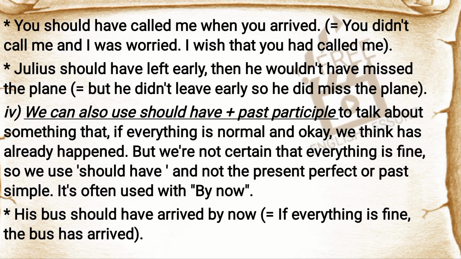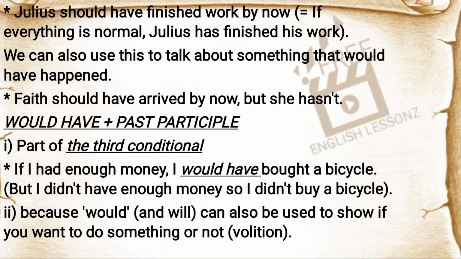4. We can also use should have plus past participle to talk about something that, if everything is normal and okay, we think has already happened. But we're not certain that everything is fine, so we use should have and not the present perfect or past simple. It's often used with "by now". His bus should have arrived by now. Equals: if everything is fine, the bus has arrived. Julius should have finished work by now. Equals: if everything is normal, Julius has finished his work.